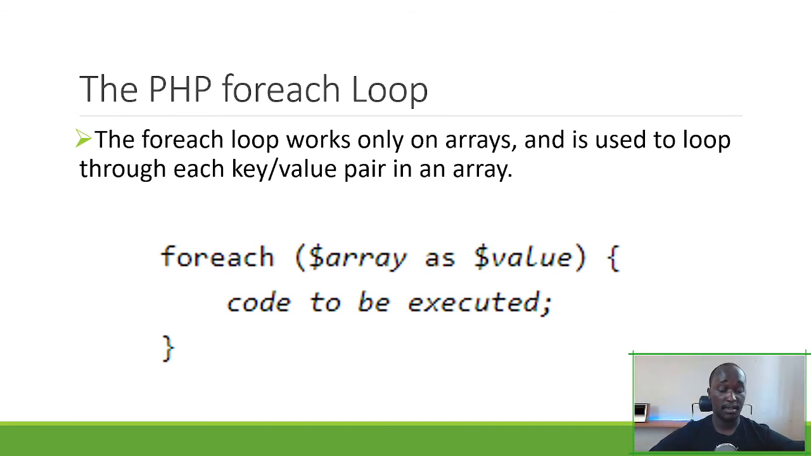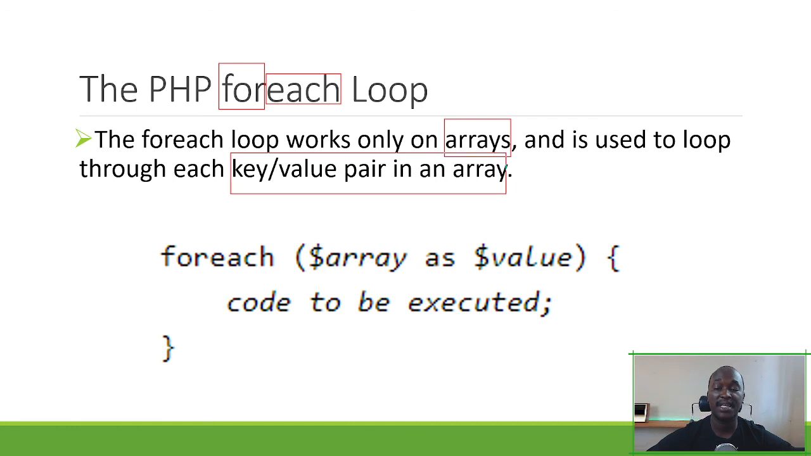And lastly, on loops, we have the for each. Well, the for each loop. Now, this loop is a special one because it only works on arrays. It is used to loop through the key and value pair in an array. The key and value pair in an array. It's very easy to write it.